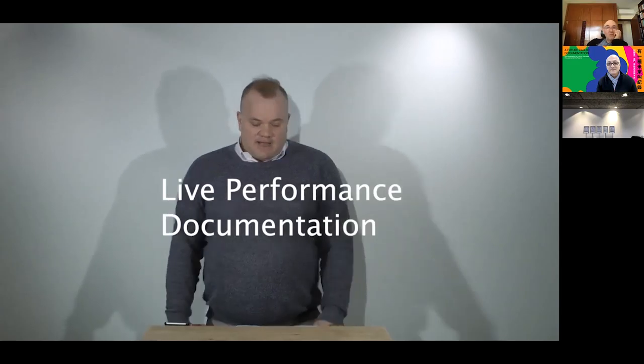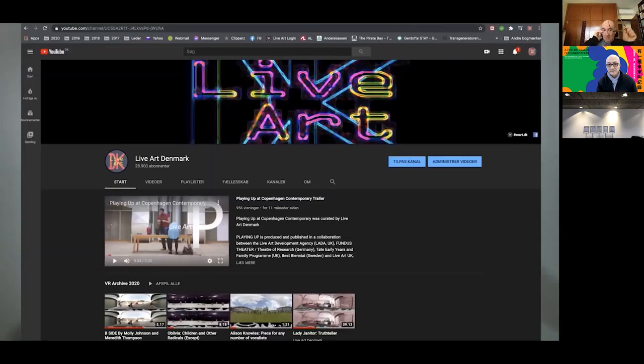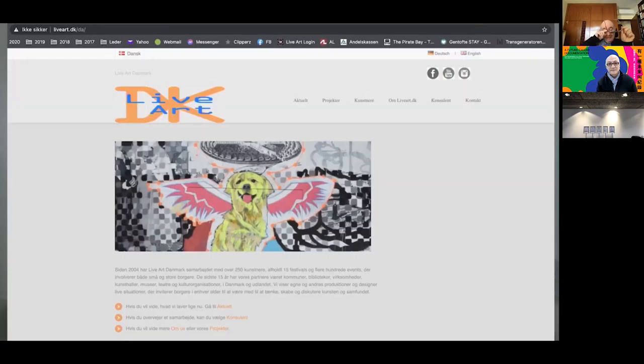Since we started Live Art Denmark, we have filmed and taken photos of many performances, or asked others to do that for us. On our YouTube channel, it's possible to watch more than 200 different pieces of performance art. And on our homepage, you can read texts and see pictures of more than 300 artists that we have presented over the years. But at the same time as just documenting most performances, we also show various ways of documenting.